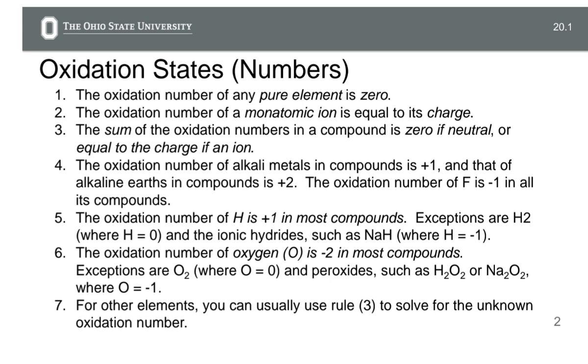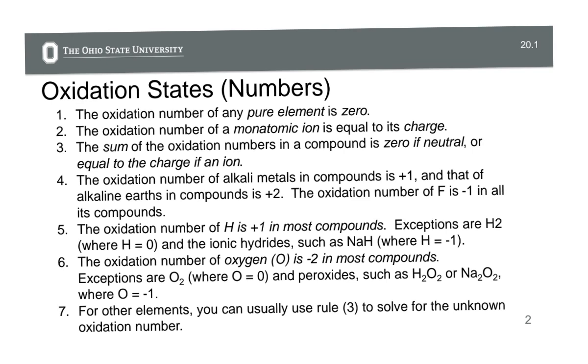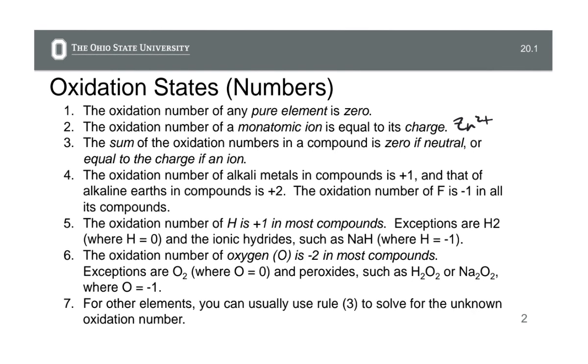So if we have a pure element, the oxidation number is 0. Okay, so something like sodium or silver or copper is 0. The oxidation number of a monatomic ion is equal to its charge. So for instance, zinc 2 plus has an oxidation number of +2.